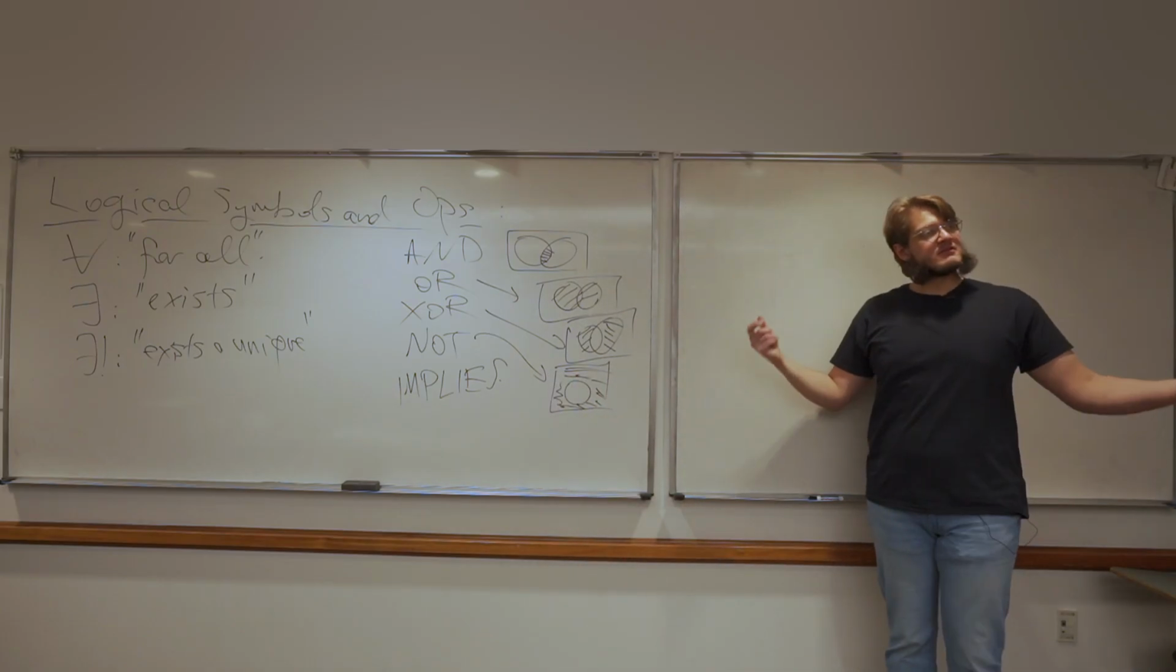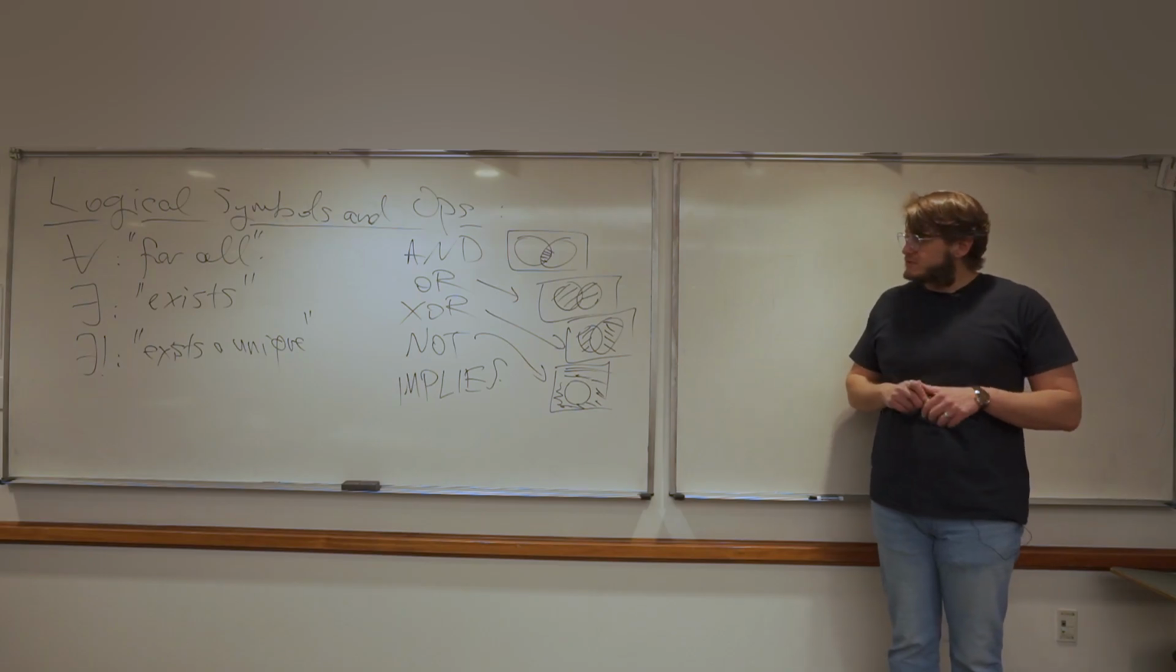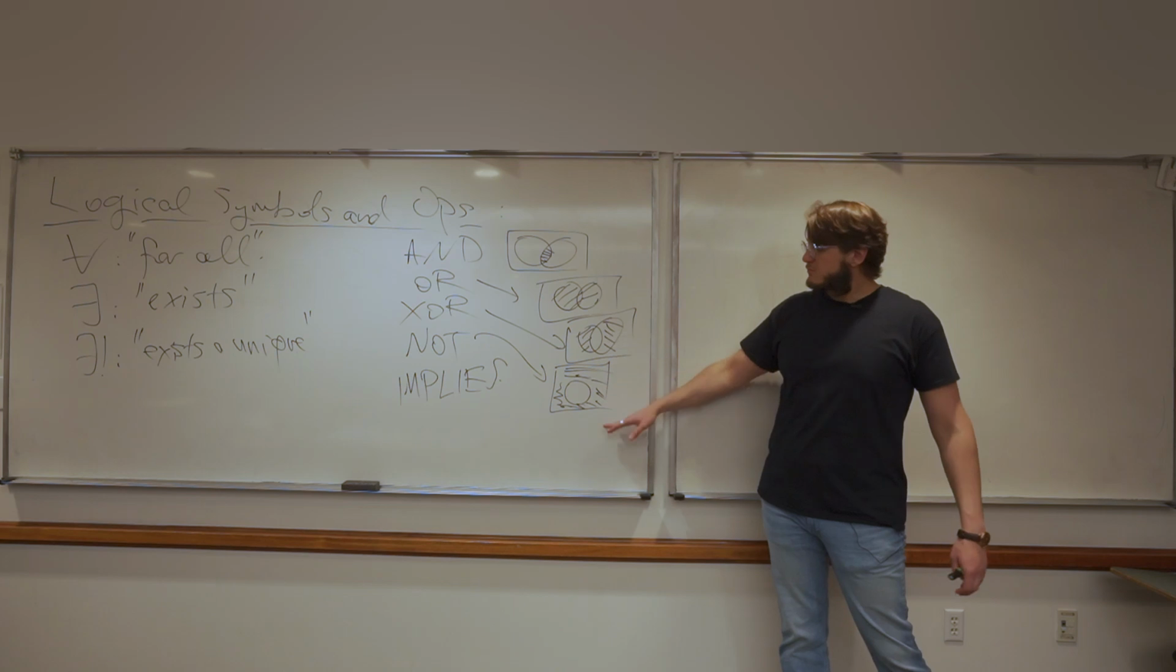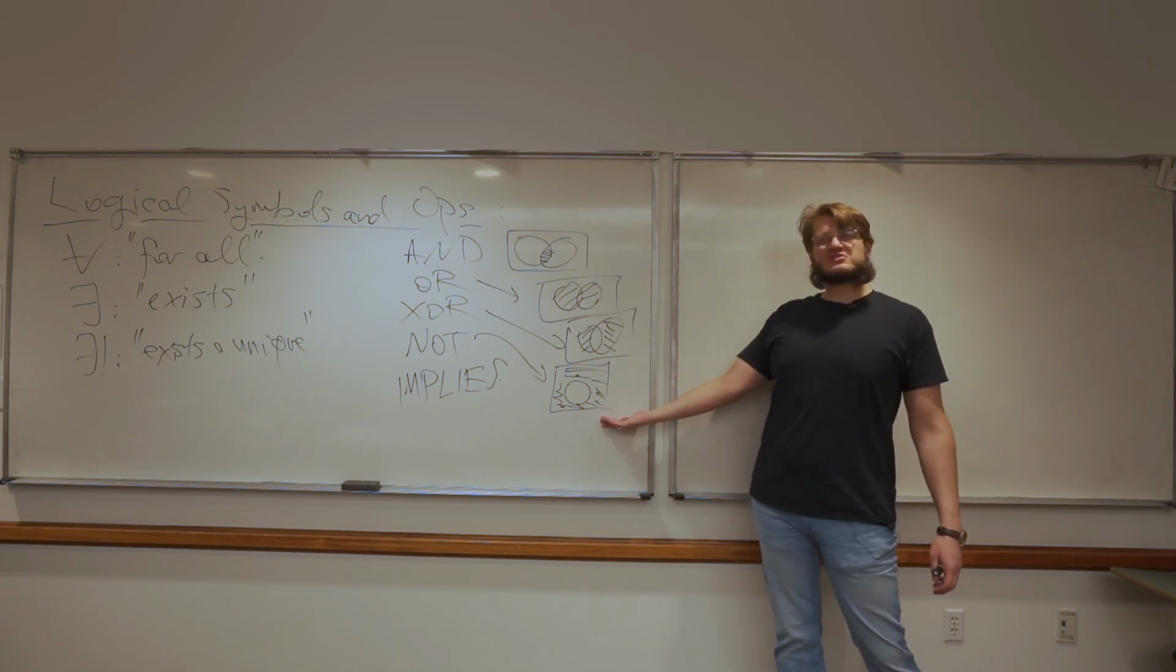Right, these are sort of the Venn diagram visualizations. Let me first ask, is this kind of clear what I mean when I draw these?